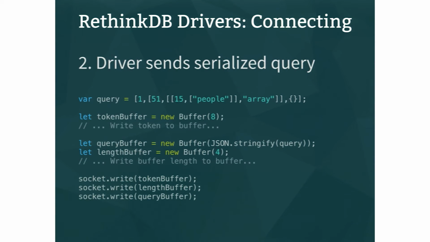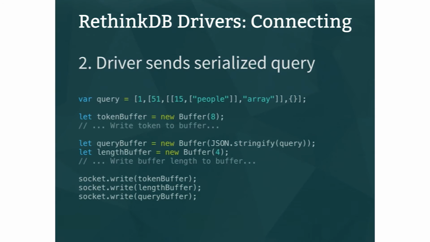So once it serializes that, you can see again the array up there. We again are going to create a couple of buffers, right? We're going to create a buffer for a token. At least in the JavaScript driver, the token is basically just an integer. It keeps a count, 1, 2, 3, and it basically keeps incrementing, and that will just be the token, okay? So we have a token, we have a query buffer for that query, and then we have a buffer for the length of that query, right? So now we have these three things, and we can send them off to the server, okay?